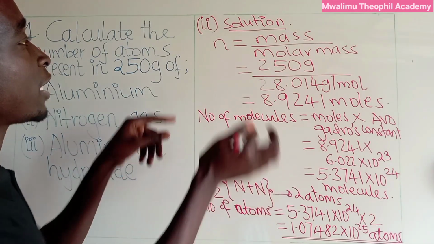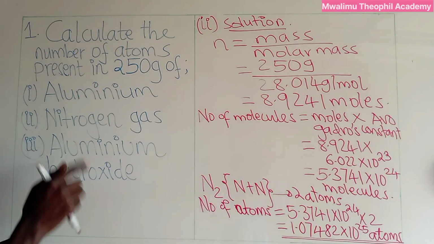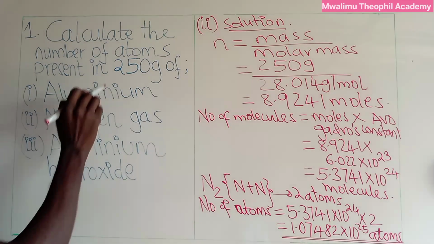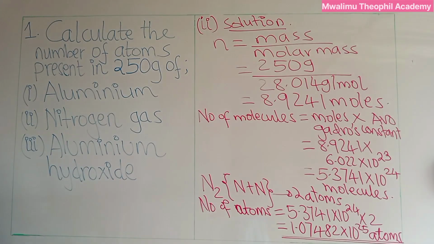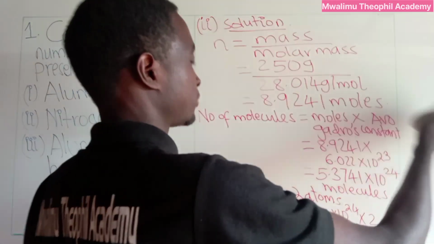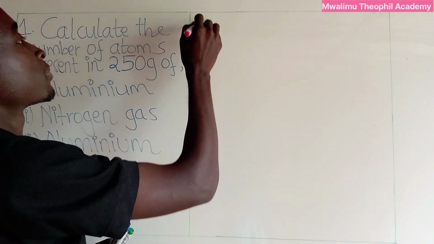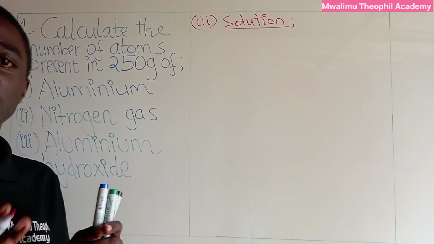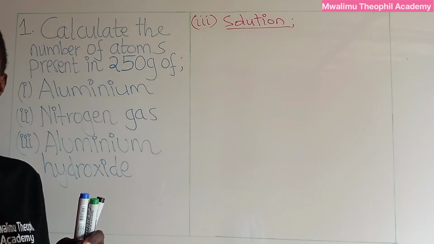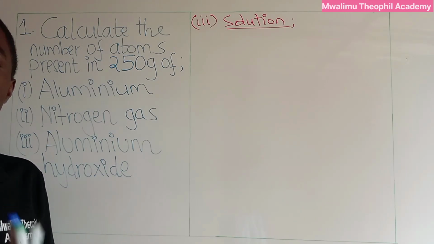After we have finished our second part, let's go to the next part, which is to calculate the number of atoms present in 250 grams of aluminum hydroxide. Solution. To get the number of atoms present in 250 grams of aluminum hydroxide, we should also start by finding out the number of moles present.